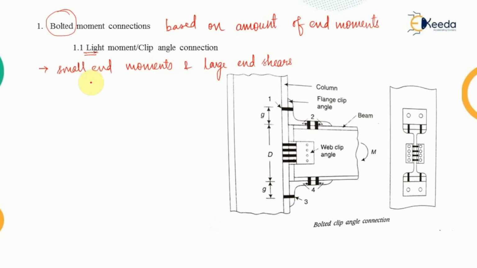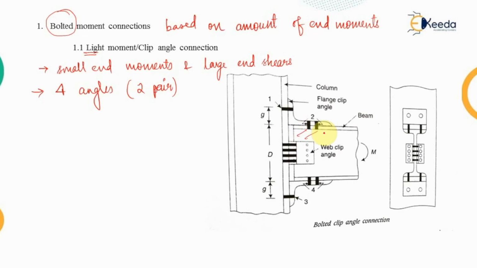when connections are subjected to small end moments and large end shears, then we will be providing the light moment connections. And in this, four angle pairs are used for the connections. Now, where do we provide these? Four angles are used, that means two pairs of angles. In total, two pairs of angles are to be provided, that means four angles are used to make the connection, and one pair of the angle is provided on both sides of the web of the beam.